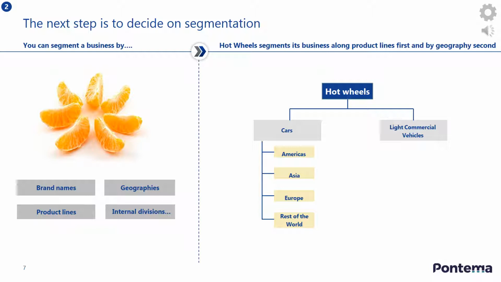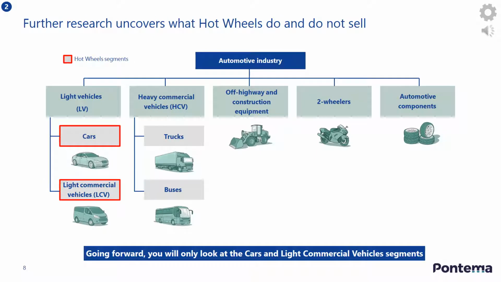In the context of Hot Wheels, you can assume it segments its business along product lines first and by geography second, as shown in the slide. Further research on the automotive sector uncovers a wider range of industry segmentation. In the context of Hot Wheels, you can assume it focuses on the light vehicles category for now, specifically the cars and light commercial vehicles segments.